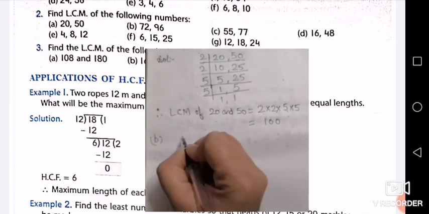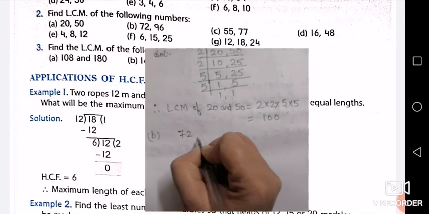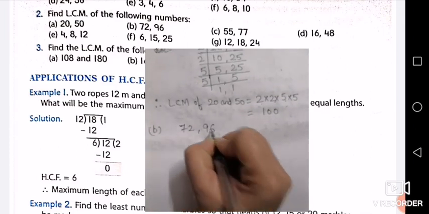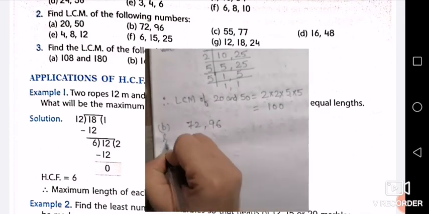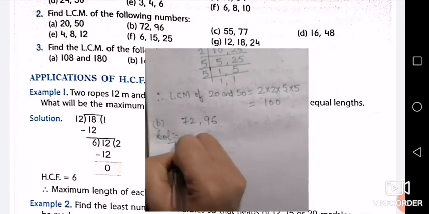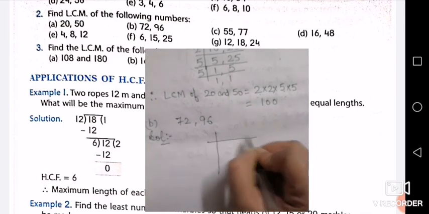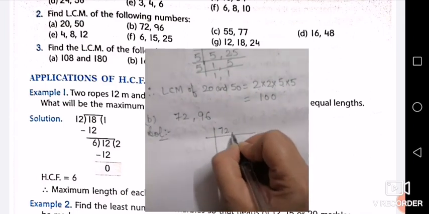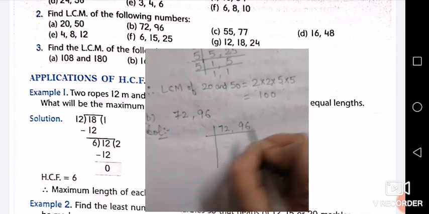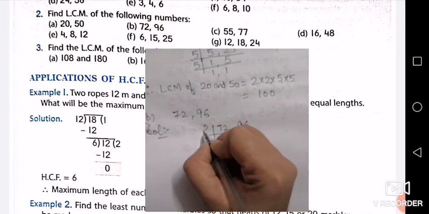Now B part is 72 and 96. So let's start this second question, or B part of question number 2. Now 72, we will write the number like this, 72 and 96. First of all, we will start with 2.